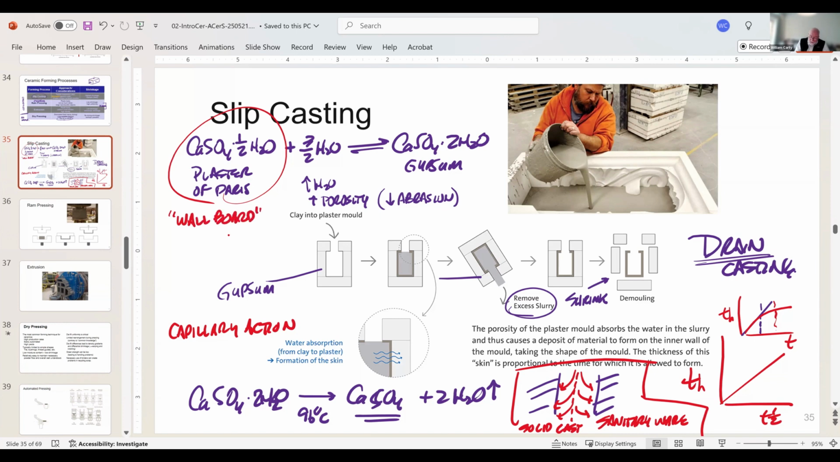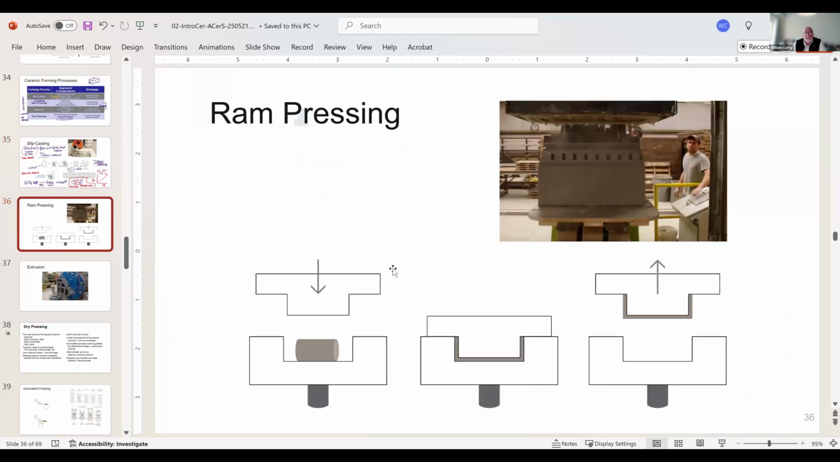So in the ceramic industry, we are in what's called the industrial plaster regime. We are a minority player in this industry. Wallboard is the lion's share of the industry. I don't know what the amount would be.